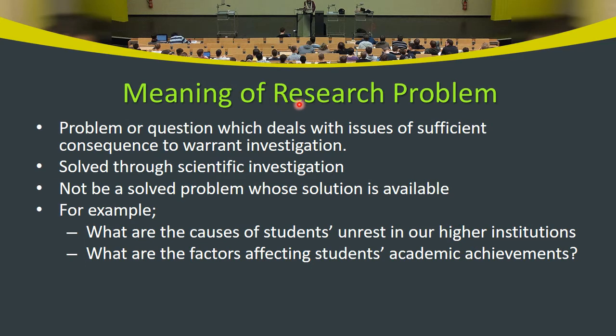When we talk about educational research problem, what does it entail? Research problem, we can say it's a problem or question which deals with issues. So when you have a problem or a question that deals with issues of sufficient consequence to warrant investigation, you're talking about a research problem. And this research problem can be solved through scientific investigation. So when you have a research problem, you must use a scientific investigation to solve that problem.